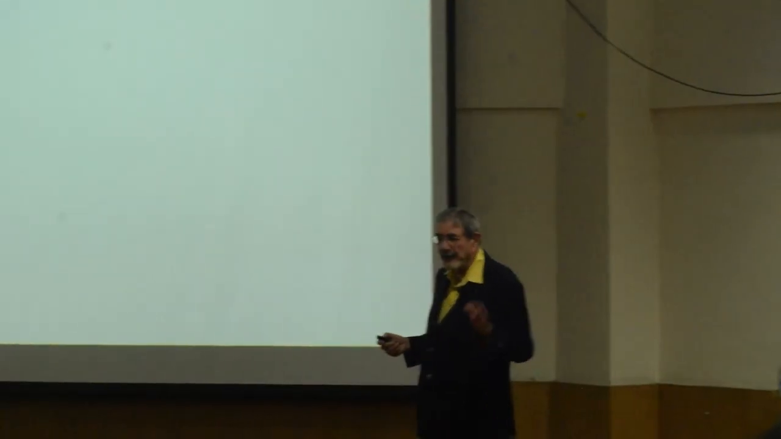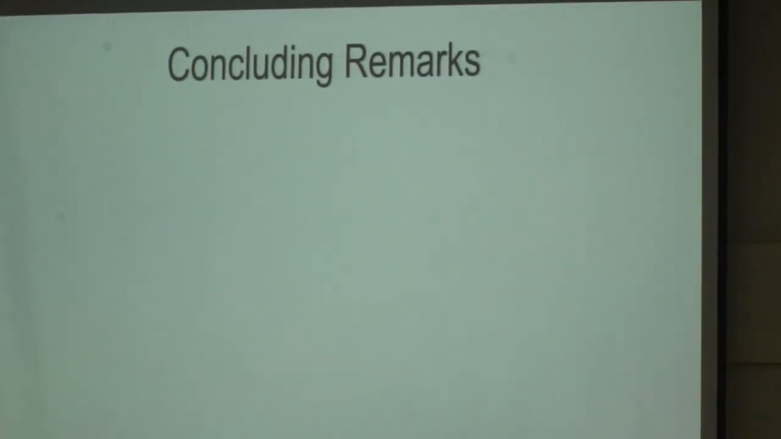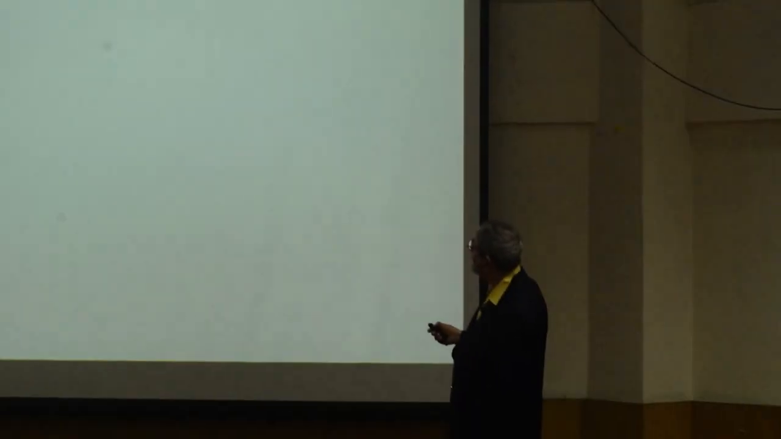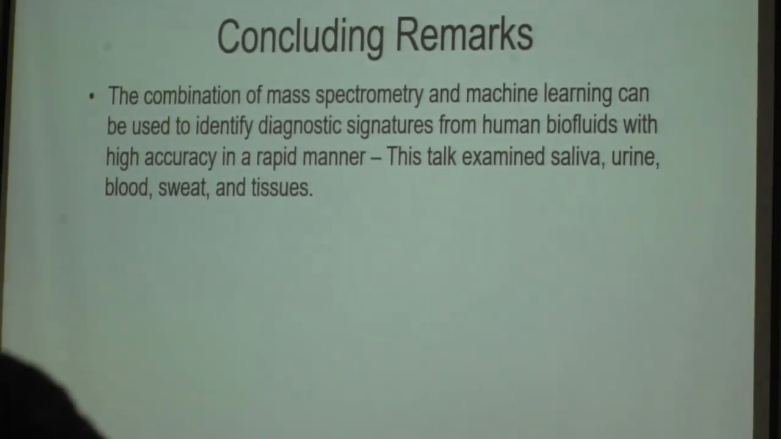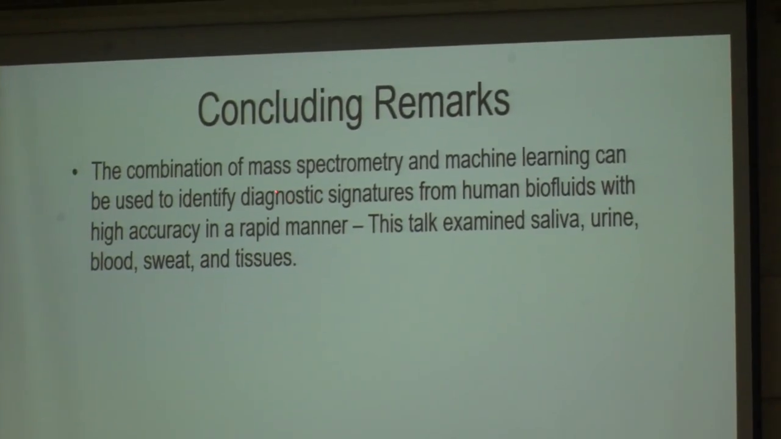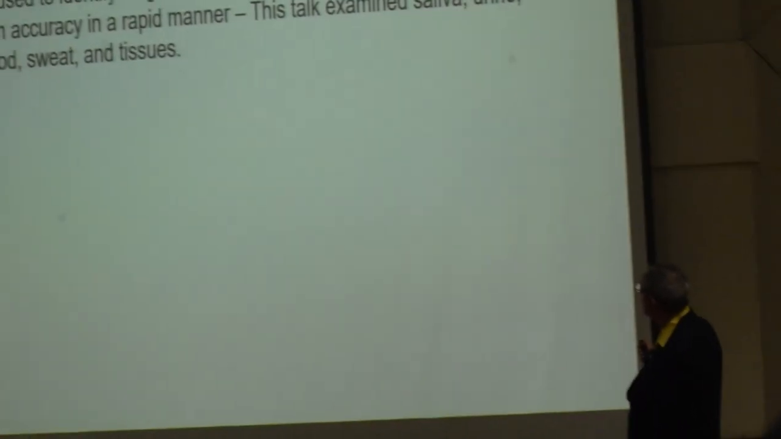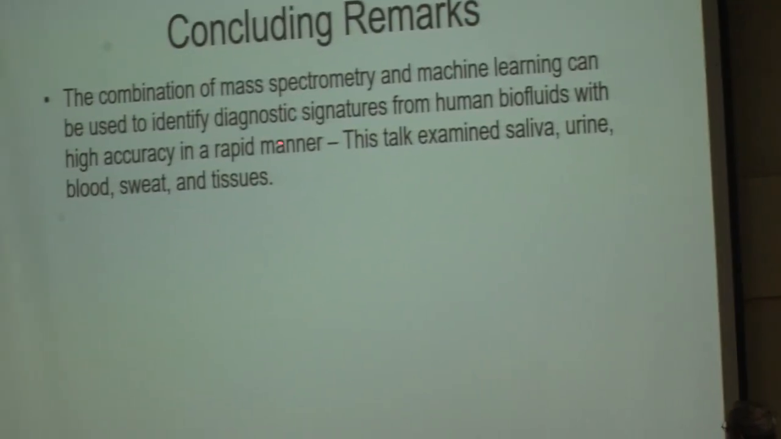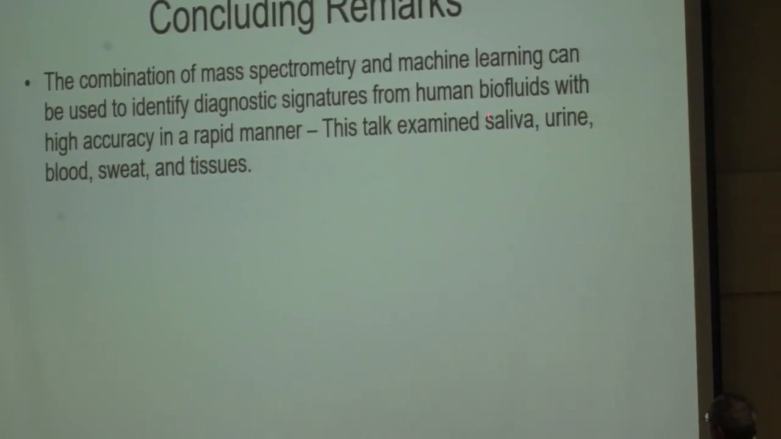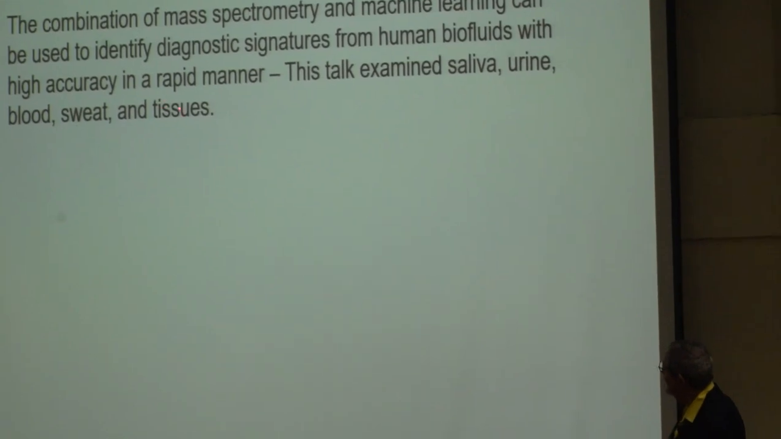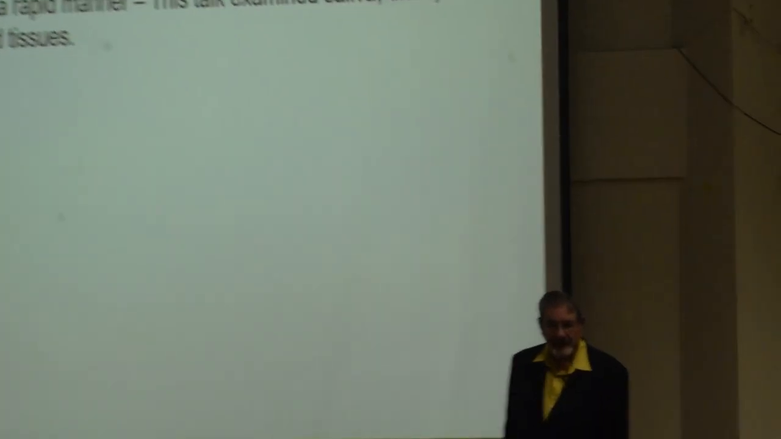Okay. So concluding remarks, if I might. The combination of mass spectrometry, and you understand what that is, and machine learning can be used to identify diagnostic signatures from human biofluids with high accuracy in a rapid manner. This talk examined saliva, urine, blood, sweat, and tissues. You saw how. Okay? And it's simple. I'm telling you, people here, you can do it, and the future is huge.